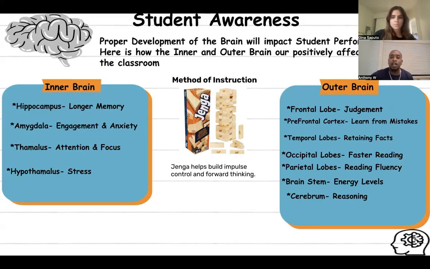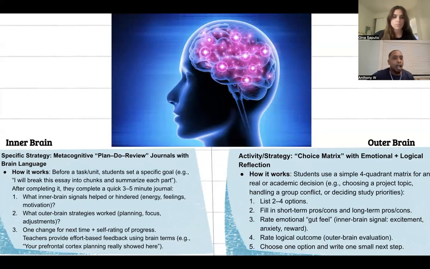Prefrontal cortex, we learn from our mistakes. The temporal lobes, retaining facts. The occipital lobes, faster reading. Parietal lobes, reading fluency. Brainstem, energy levels. And the cerebrum, reasoning. And a method of instruction I would use is Jenga, which would help build impulse control and forward thinking. Next.